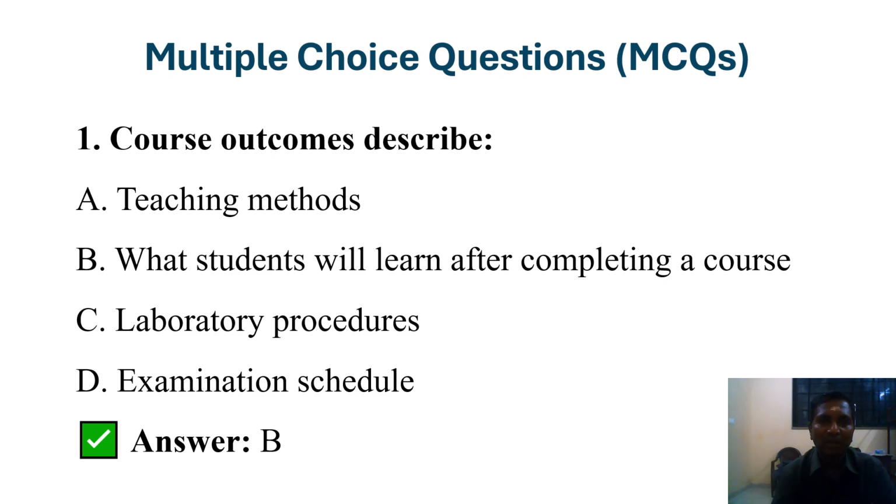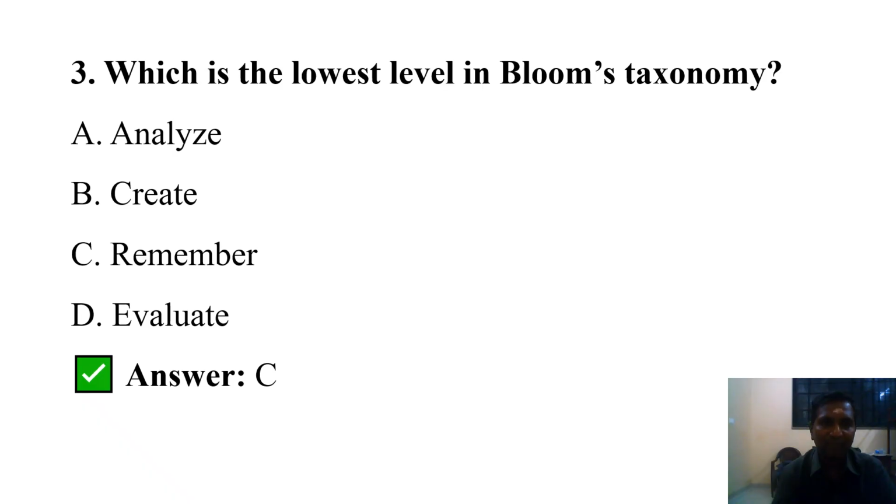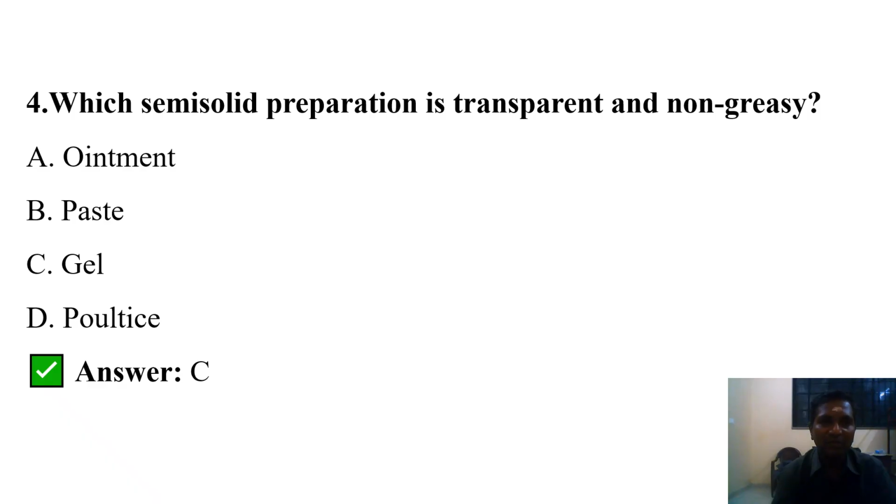So, at the end of the session, we are going to discuss some multiple choice questions. Course outcomes describe what students will learn after completing a course. And Bloom's taxonomy is used to classify levels of learning. Which is the lowest level in Bloom's taxonomy? Remember.